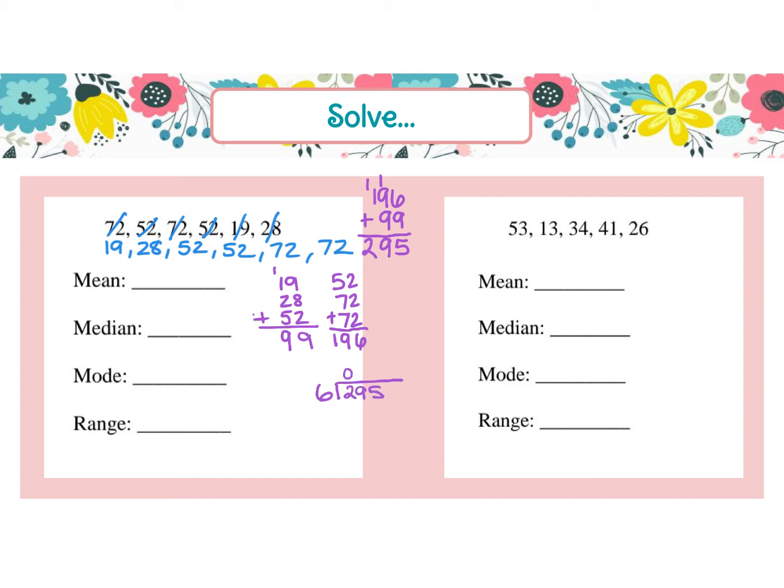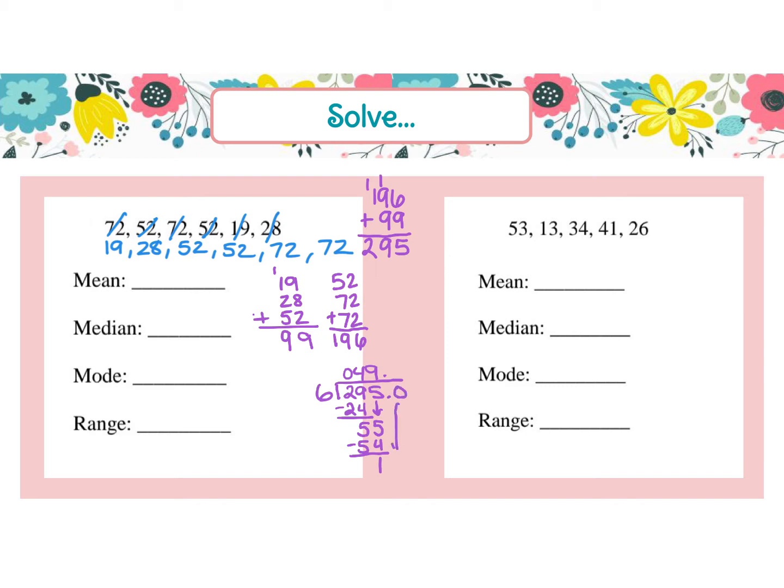Six cannot go into 2, but it can go into 29 4 times. 6 times 4 is 24, and we get a remainder of 5. We'll bring down our 5. 6 can go into 55 9 times. 6 times 9 is 54. When we subtract, we get a remainder of 1. We will need to add a decimal point and bring it up in our answer, and a 0.